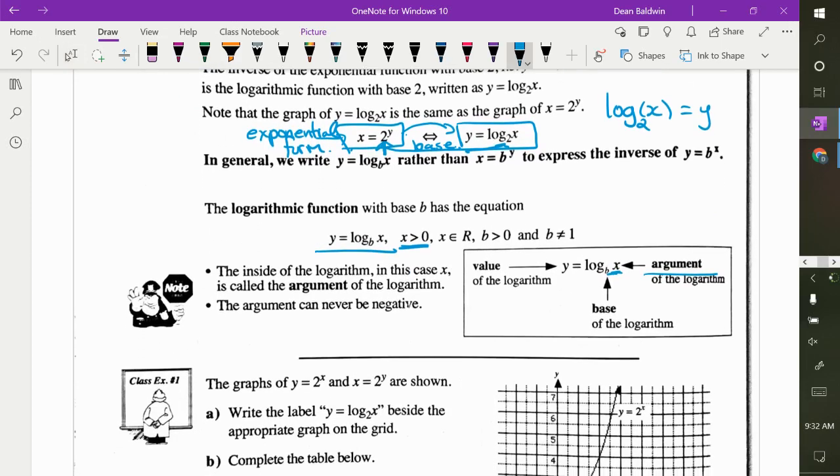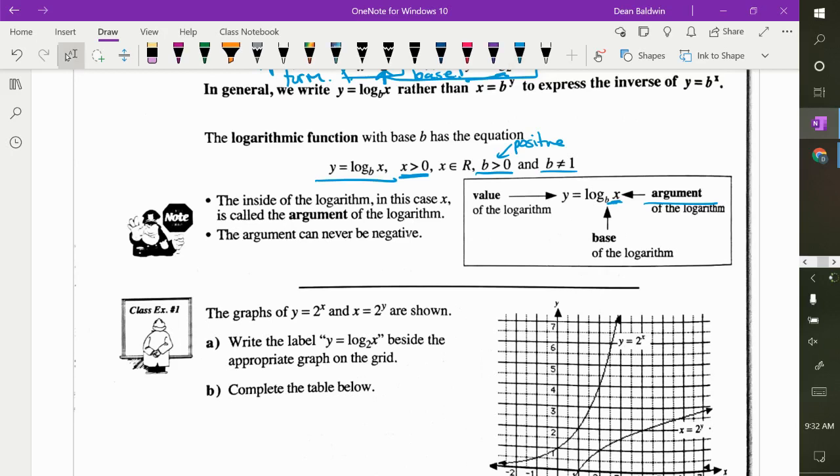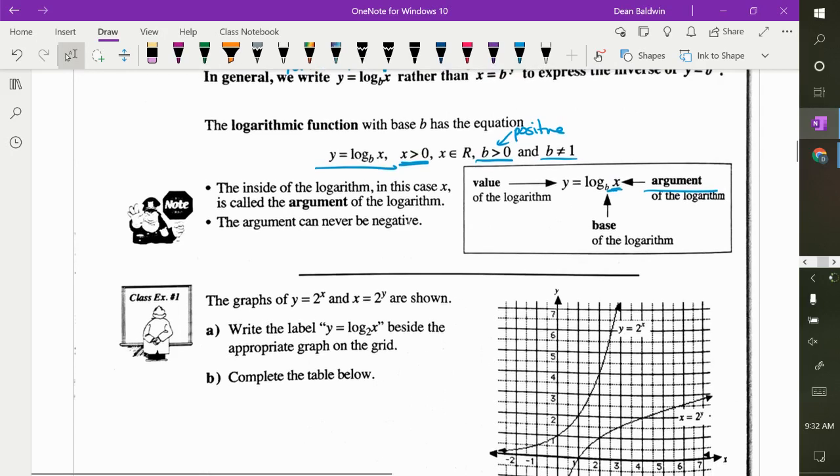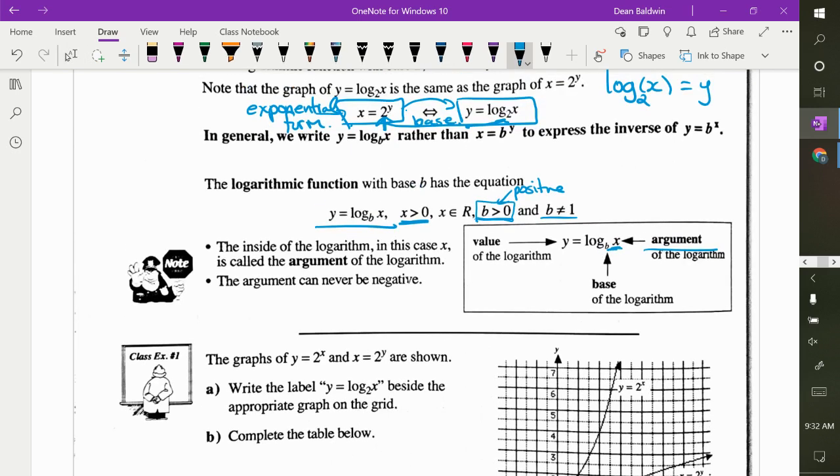Again, your base has to be positive. Can't have a negative base. And it can't be 1. The base can't be 1. It has to be, by definition, because it's tied to the exponential. So if you look at the exponential here, that would be like me writing x is equal to 1 to the y, which doesn't make sense, right?